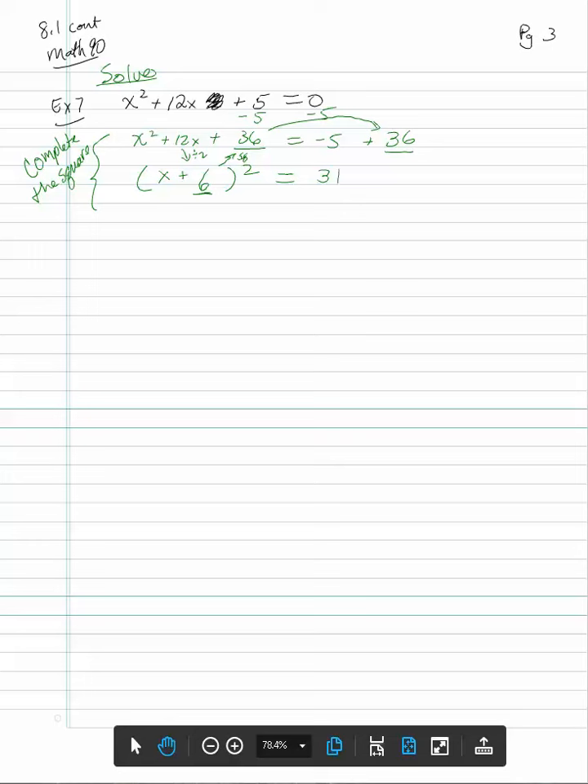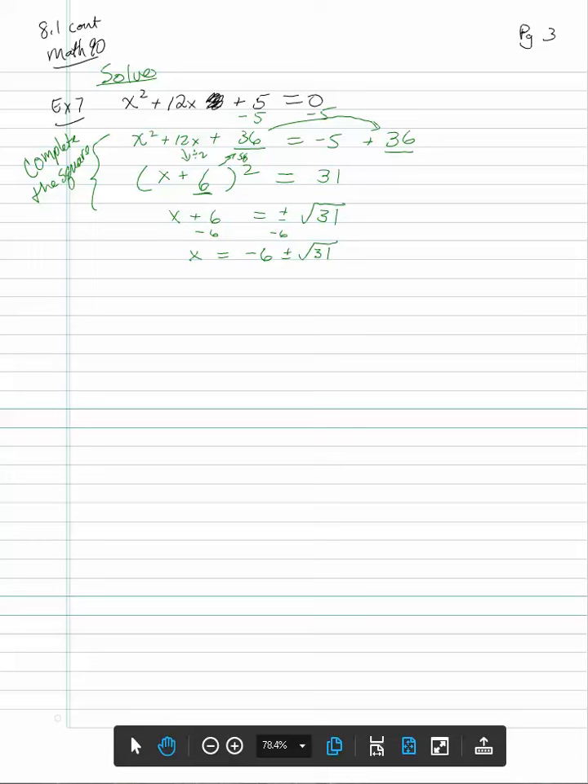And then from here, it's always 2 steps. You square root both sides. Don't forget plus minus, square root of 31. And then you subtract the 6. And you don't have to show this work, just put it in front. So x equals negative 6 plus or minus square root of 31.